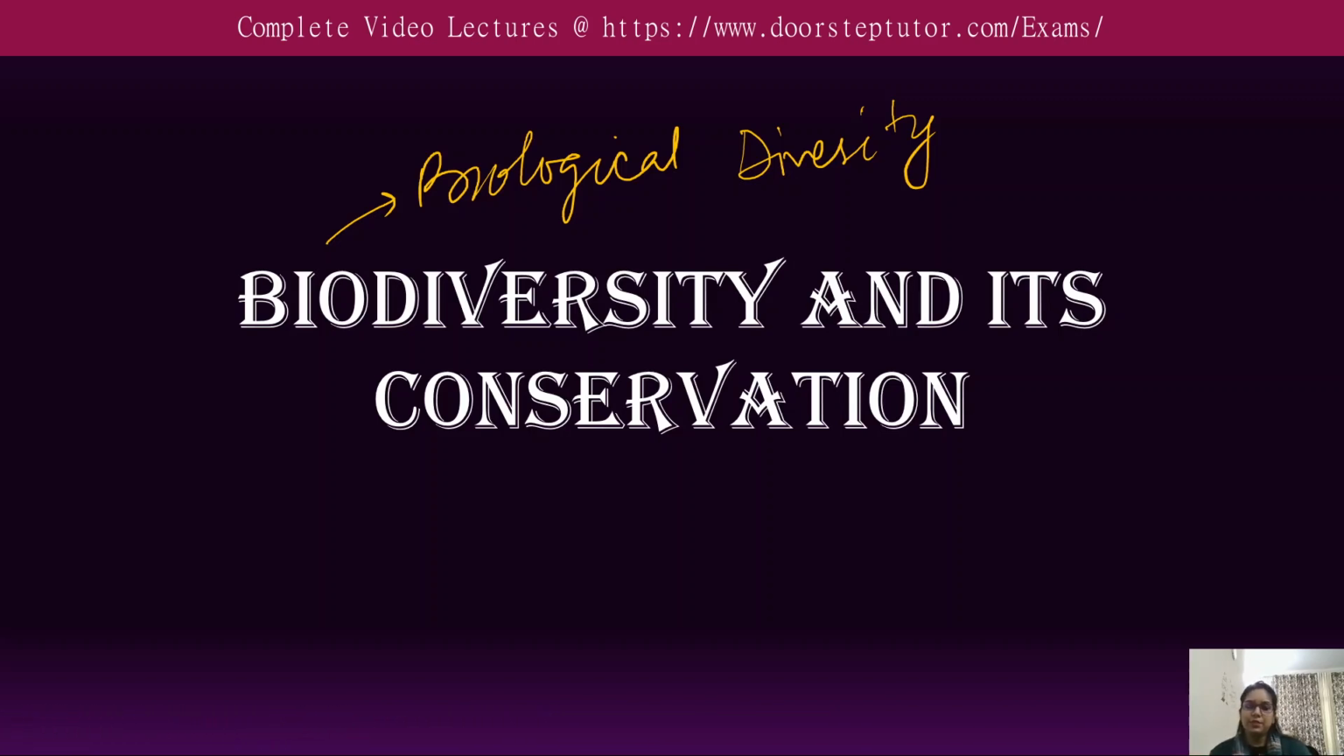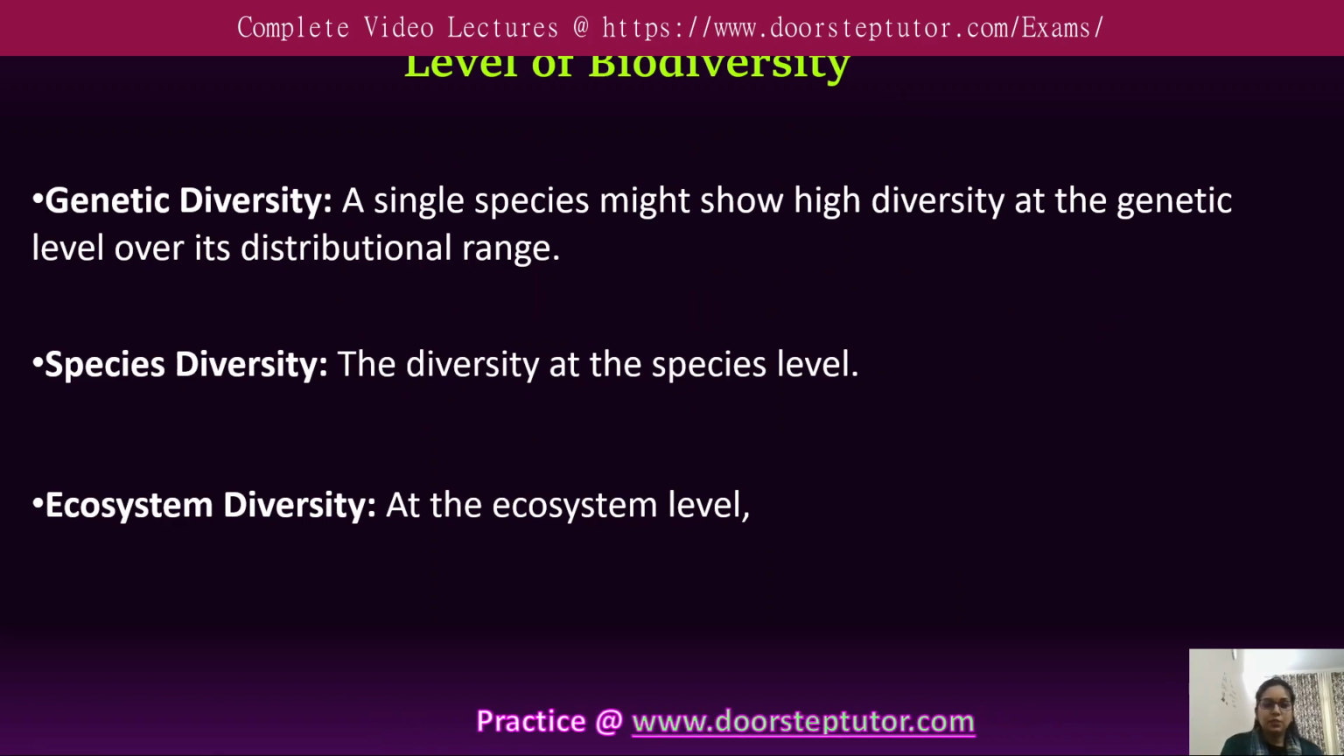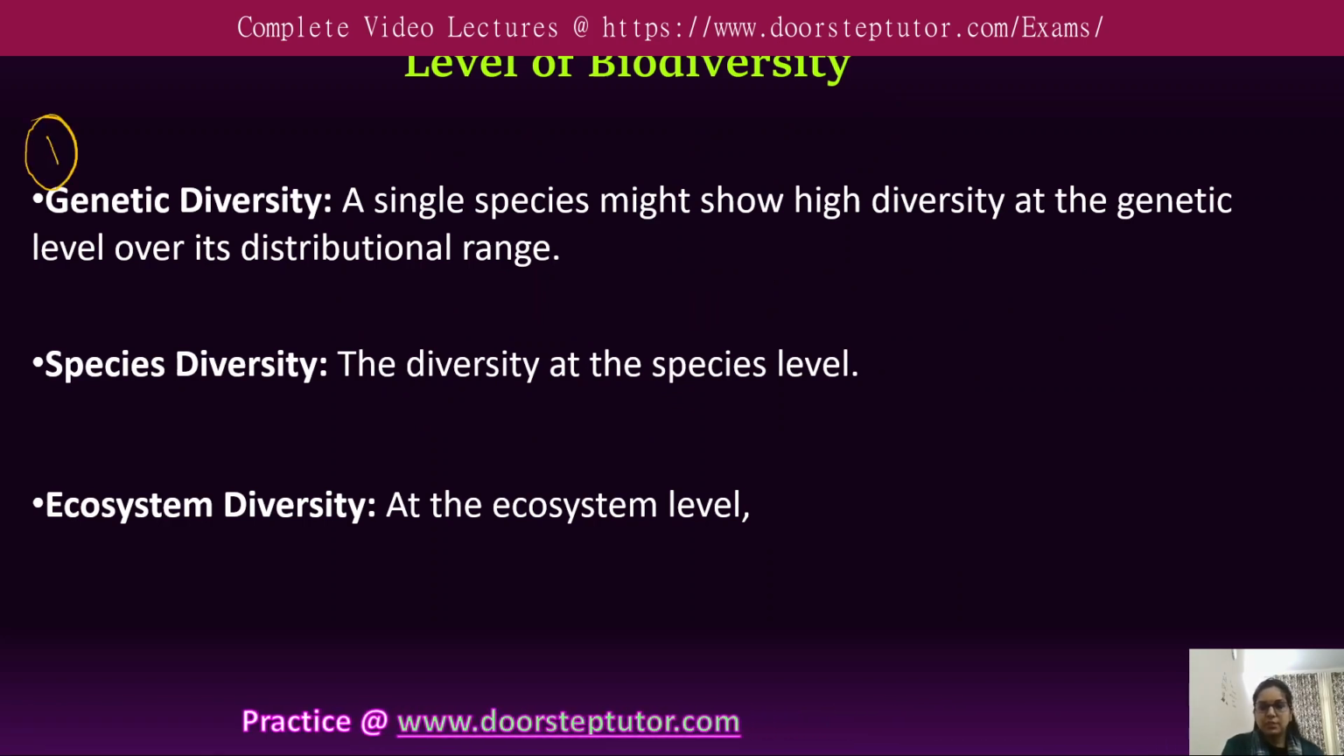This biodiversity is very much essential for the health as well as for the stability of the ecosystem, and it provides numerous benefits to human society. And there are basically three types, or we can say levels, of biodiversity. The first one is genetic diversity.